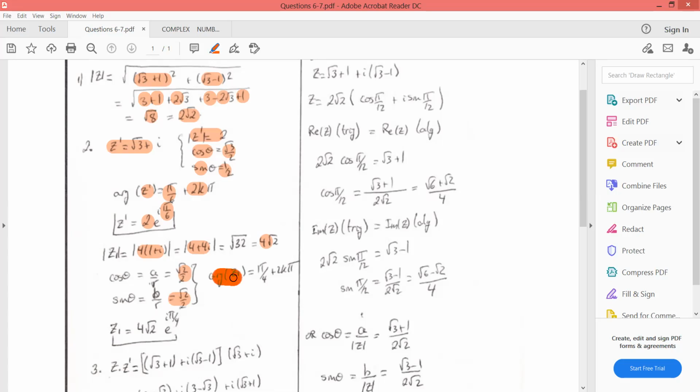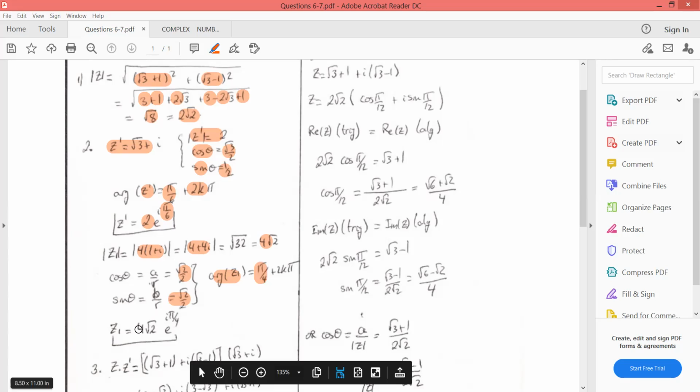So the argument of z1: we can use the calculator with shift cosine, or we can put in the complex number using mode 2. We find the argument pi over 4 plus 2k pi. So z1 equals r, which is 4 radical 2. Any questions still here?